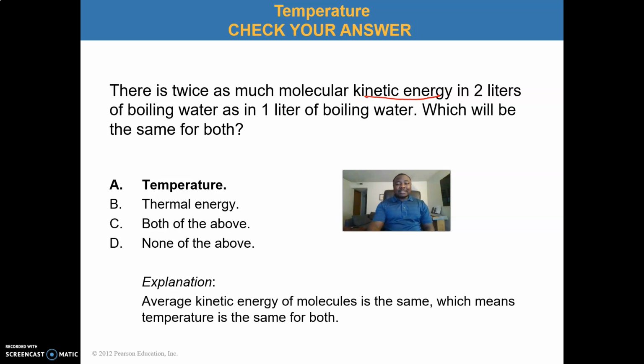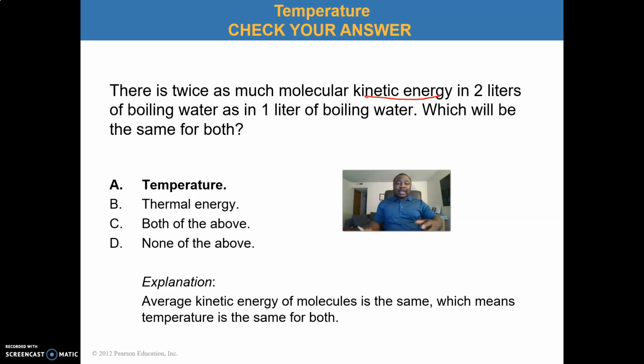Now we discover which will be the same. The temperature is going to be the same. Now it's funny, right? And the explanation is very clear. You see, the average kinetic energy of the molecules is the same, which means that the temperature is the same for both.